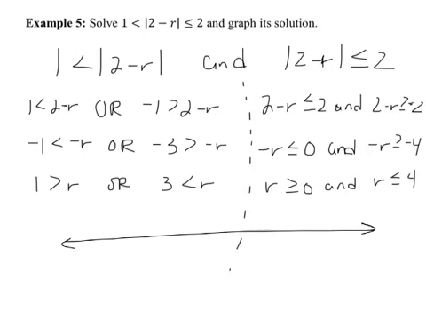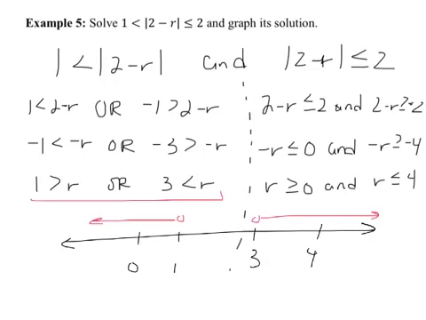R less than 1, well, we're going to have 0, 1, 3, and 4 as our critical points here that we have to focus on. So r less than 1 looks like this. Or r greater than 3 looks like this. So that's the solution to this part right here. That's what it's going to look like.